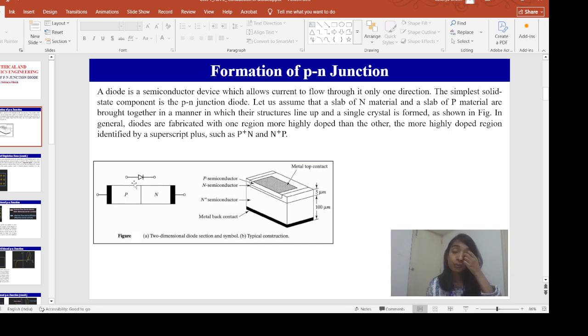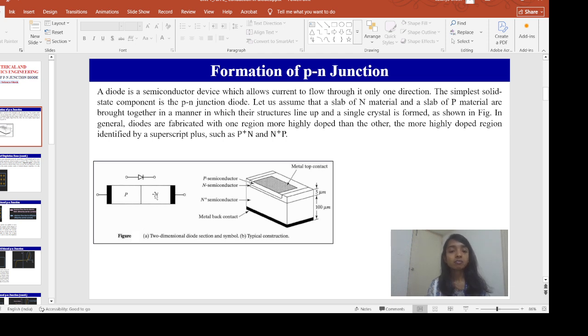So how will you form a p-n junction diode? You have an intrinsic semiconductor, you dope it with pentavalent impurities, you will get the n-type semiconductor. You have intrinsic silicon, you dope it with trivalent impurities, you will get the p-type semiconductor. Now you have separately formed n and p-type semiconductors. By using various deposition techniques in the fabrication process, we can make the p-n junction diode.